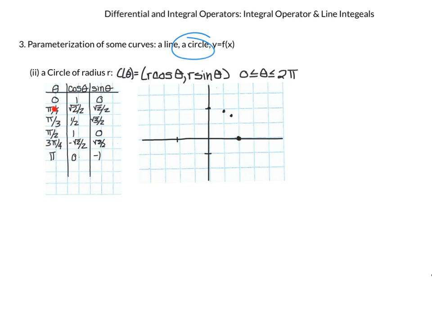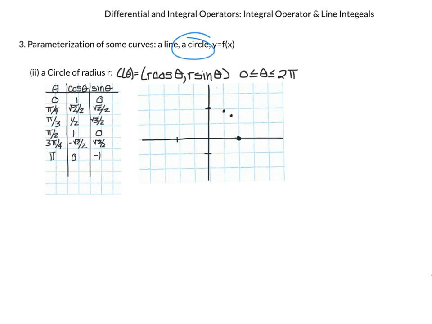And then as theta progresses over time and gets to pi over 4, we're at square root of 2 over 2. So we progress from here to here. And then when we're at pi over 3, we get to 1/2, square root of 3 over 2. And when we're at pi over 2, we get to 1, 0. When we're at 3 pi over 4, you can see I made a big jump because I guess I'm lazy.